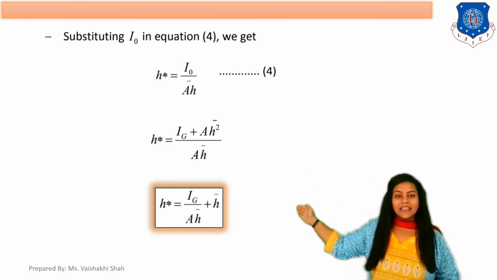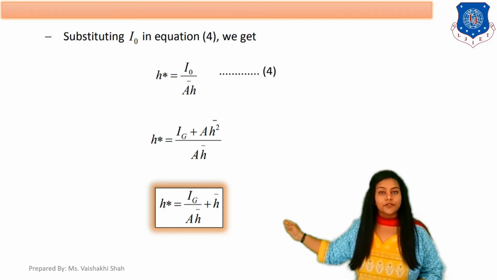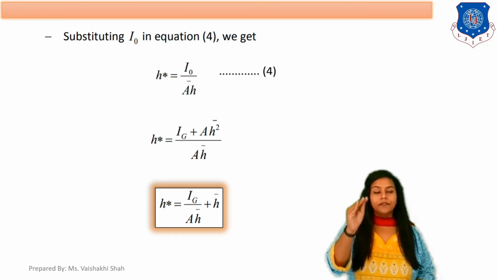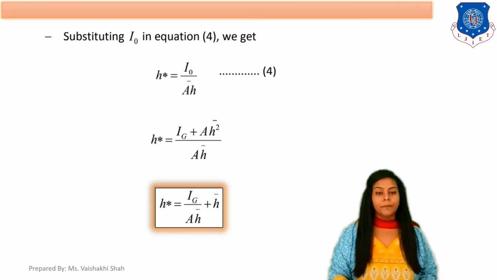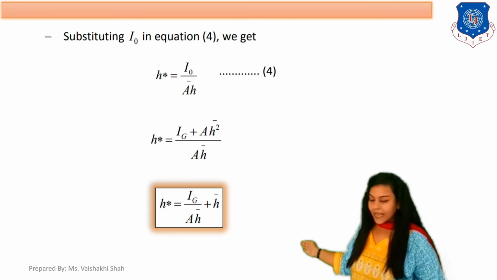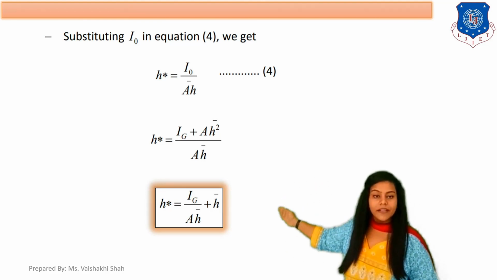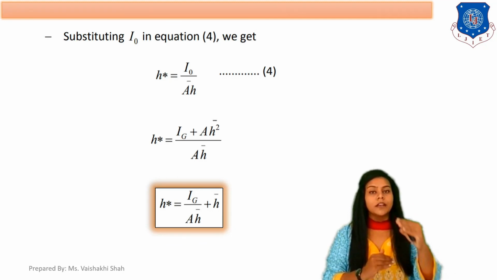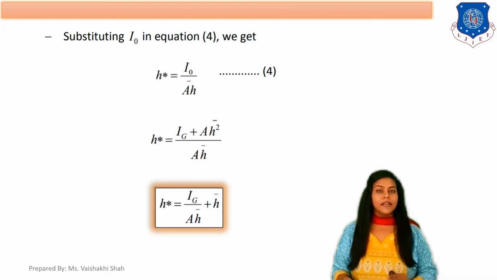So H star is Ig upon A h bar plus h bar, where H star is the distance from the free surface to the center of pressure. Ig is the moment of inertia, capital A is the area of the body, and h bar is the distance between the center of gravity and the free surface. So this is your final equation to find the location of the center of pressure.